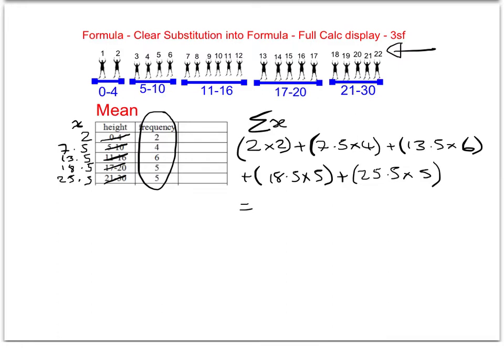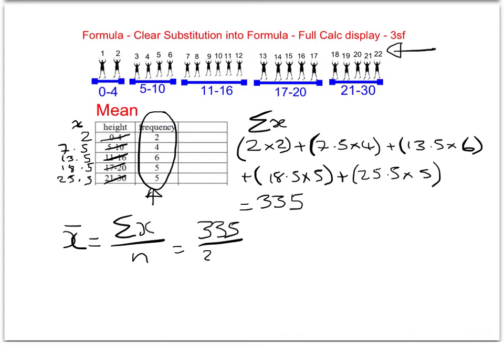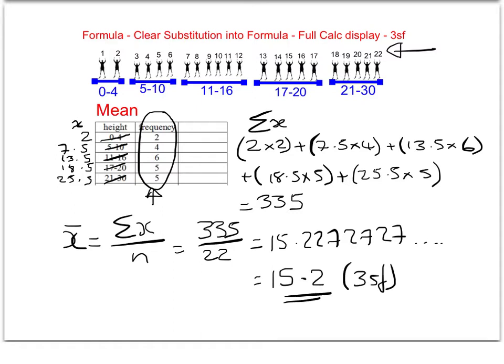So this is what we're going to add up. And that comes to 335. So that's all the x's added up, and n is the total number of people, which is 22. These add up to 22, all the frequencies, because it's 22 people altogether. So the mean is going to equal the sum of all the x's divided by n, which is 335 divided by 22. We do full calculator display first, 15.2272727 and so on, and then 3 significant figures. And that's our mean there.